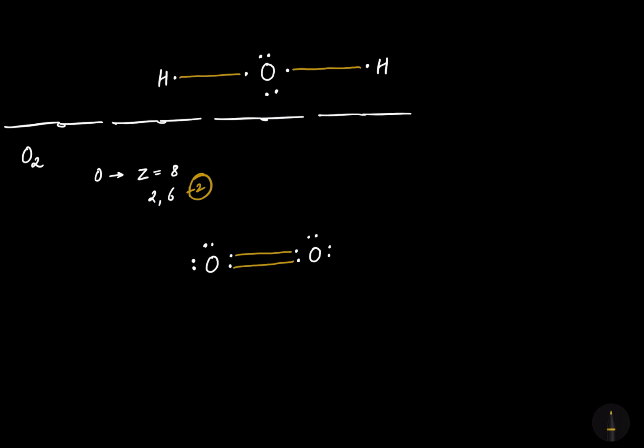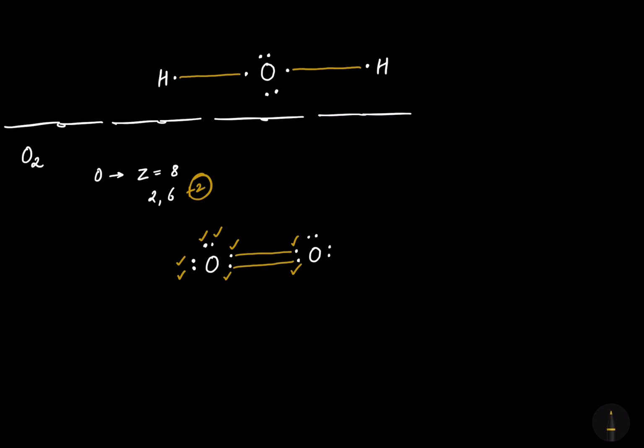So now let's count the number of valence electrons for the first oxygen atom after the formation of two covalent bonds. My dear students, that's the first electron, the second, third, fourth, fifth, sixth, seventh, eighth. Now you can see that the first oxygen has achieved 8 electrons in its outermost shell by forming two covalent bonds with the other oxygen atom.